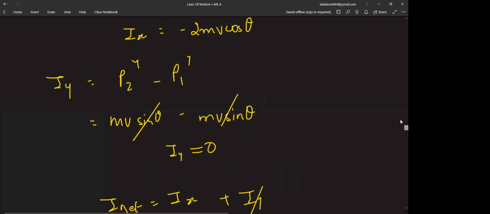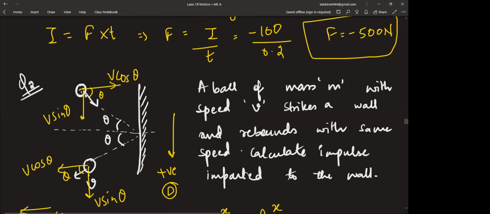I am repeating. We have to resolve the components because this is not along the x-axis and y-axis. We have to solve everything along the x-axis and y-axis. So v cos theta, v sine theta, v cos theta, v sine theta. Both are in the same direction, so while subtracting, v sine theta minus v sine theta gives us 0. If you still have not understood, please let me know in the chat. This is the last question from this topic. We'll do the other topic now.